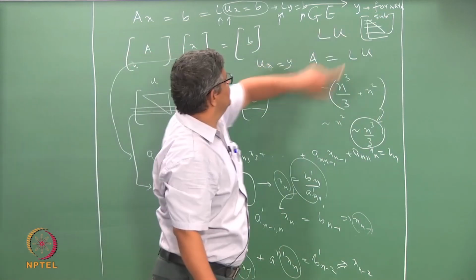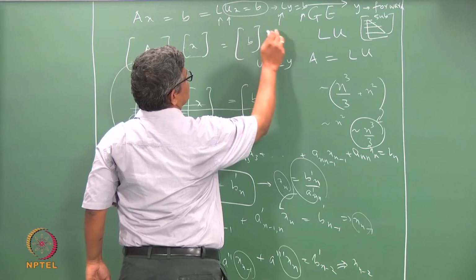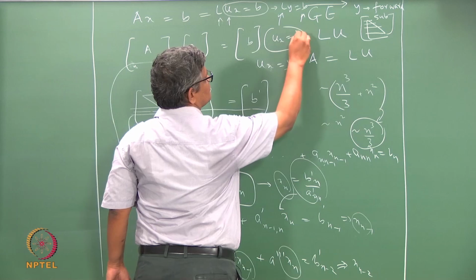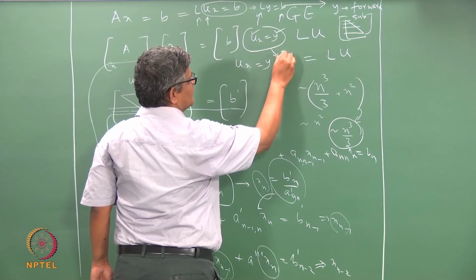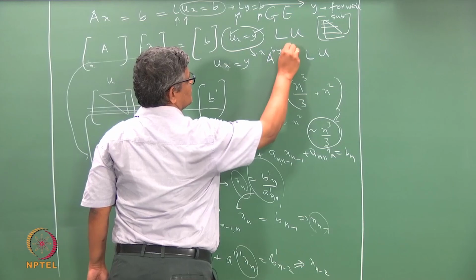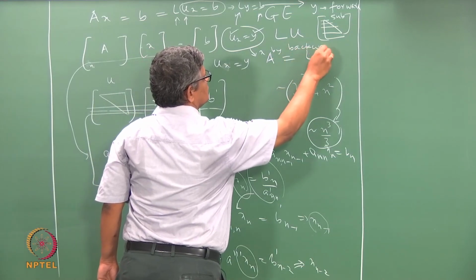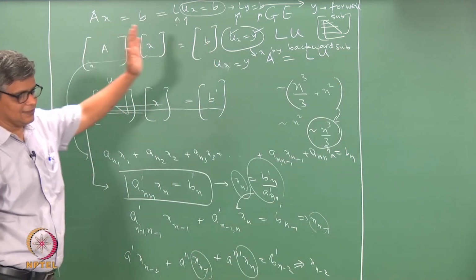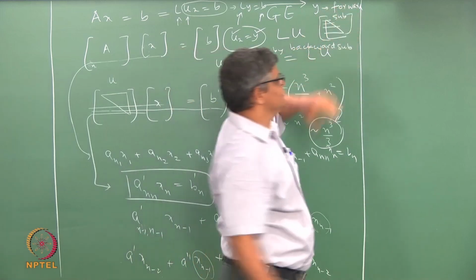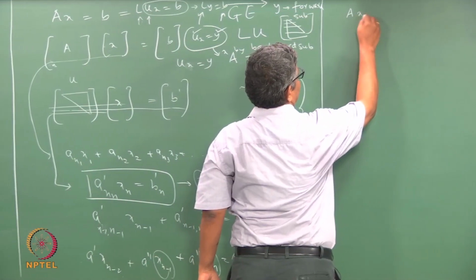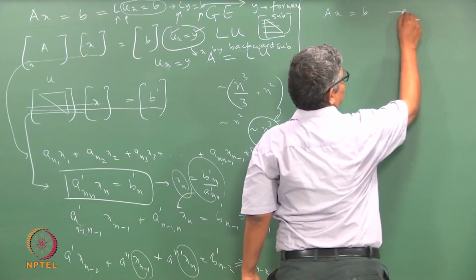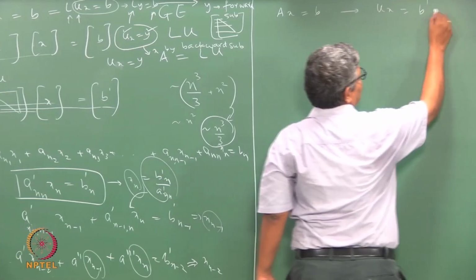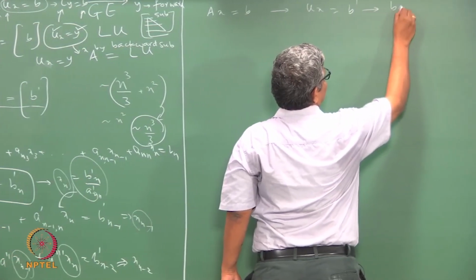And once we get y here, we can solve for Ux equal to y, in which case y is known and U is known. From this we get x by backward substitution. Okay, so let's just try to write it down neatly here. We have Ax equal to b converted to Ux equal to b prime and solved by back substitution.